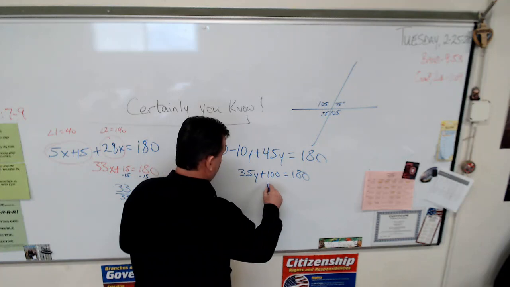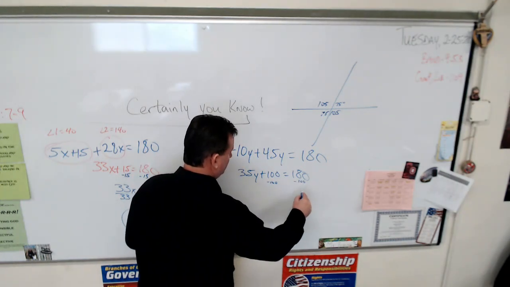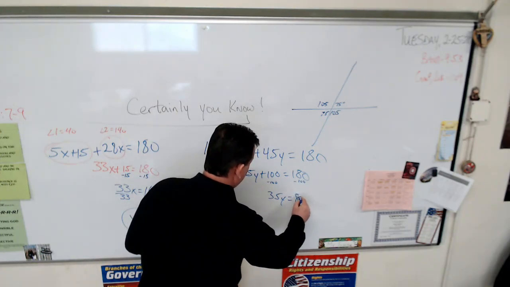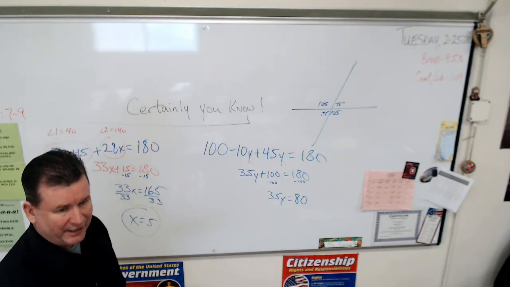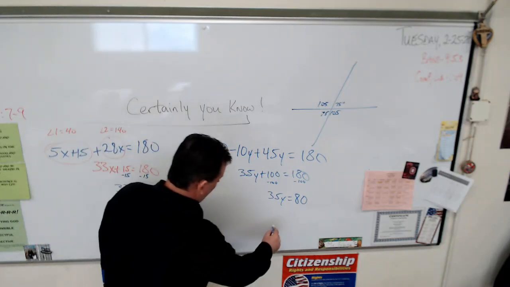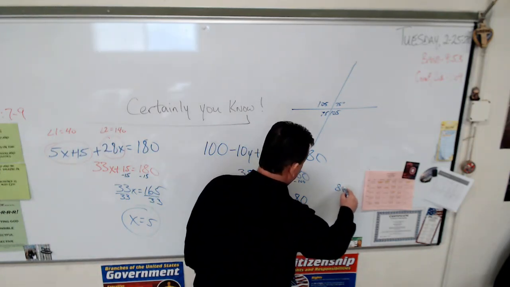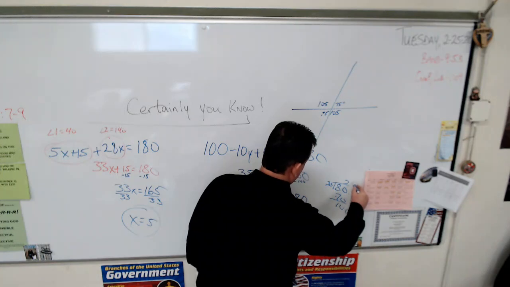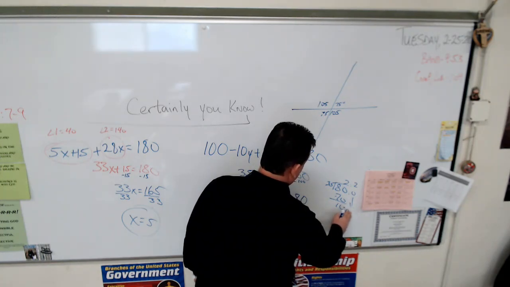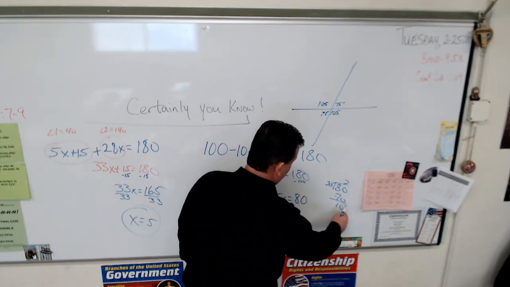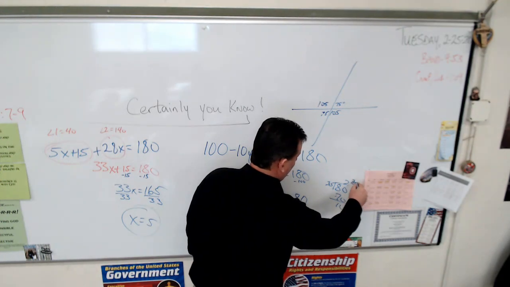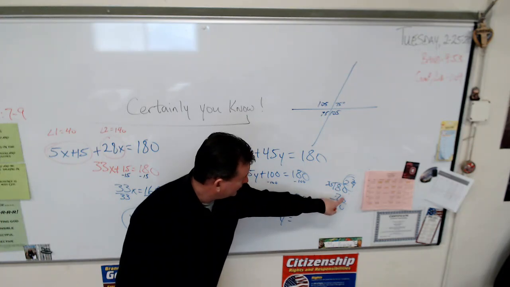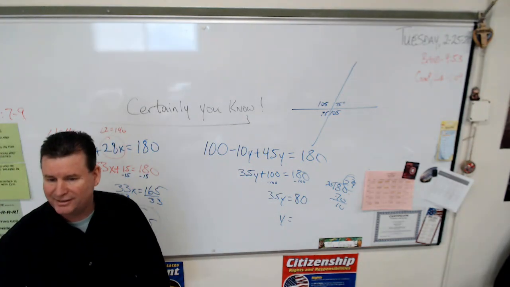Subtract 100 from both sides, right? So now I've got 35y equals 80. So what does y equal? 2 point something. y has to equal 80 divided by 35, right? 2.2, or if I went fraction, because that looks easier to me right now, 2 and 10/35 is 2 and 2/7. Who's with me? 2 and 10/35. 10/35 is 2/7. You follow that?